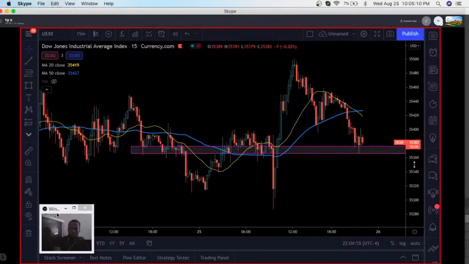And I would want to take it back up to structure at 35,440. Back up to those highs right there. Yep, around those highs right there. I wouldn't want to take it up any higher than that. It's possible, but I think I would want to take it there. And that would actually be my take profit 2. Where the moving averages cross will be my take profit 1.